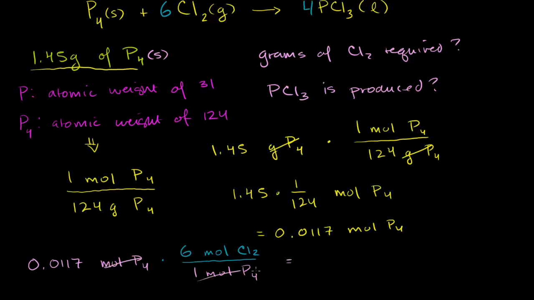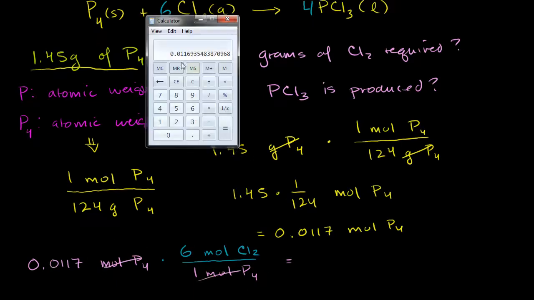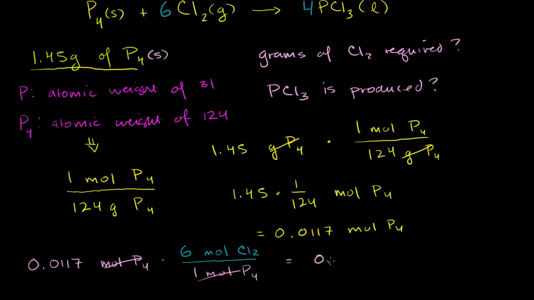So we're going to have 6 times 0.0117. I think I still have that on my calculator. Yeah, it's right there. So times 6 is equal to 0.07. I'll just keep it there because then it's 0 again. So this is equal to 0.07 moles of chlorine gas required.